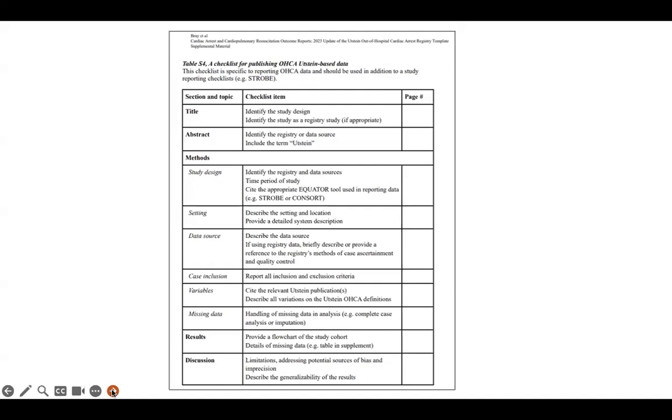So we would expect that you would adopt a reporting checklist according to the study design, whether that be STROBE for observational studies or a different reporting checklist depending on the study design. But in addition to that, if you're reporting on an Utstein style outcome report, we also hope that you will use this checklist, which provides you with some clear advice around detailing elements within the title, abstract, the methods, the results, and the discussion. And this ensures that Utstein outcome reports all consistently report the same things globally. And that brings me to the end of my session.